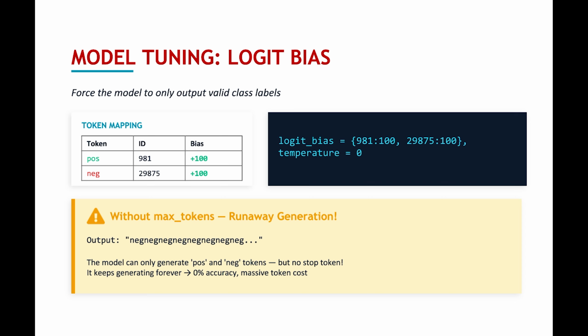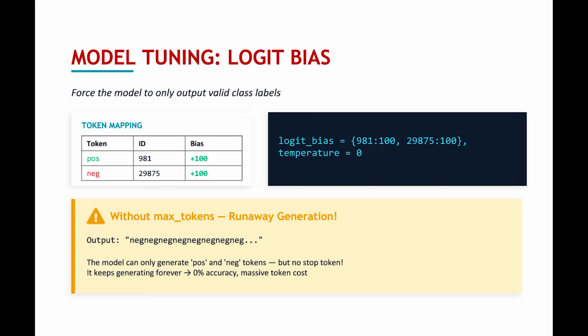Once we found those specific token IDs, we were able to set them to both have a maximum bias of plus 100. However, there was a negative repercussion to that: now, without limiting the output length, the model can only produce positive and negative tokens. Therefore, as you can see here, it can't produce a stop token. So the model gets stuck when trying to classify the very first example by endlessly generating the negative token over and over again and never getting to the second example. This leads to an obviously unwanted result with 0% accuracy and a massive cost.